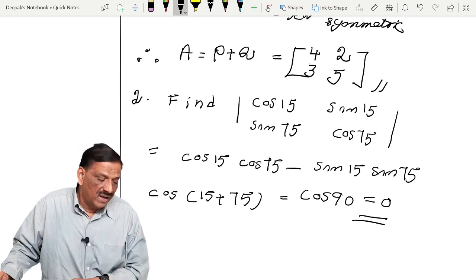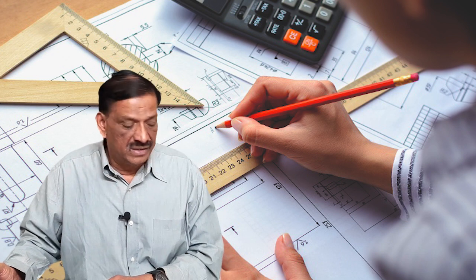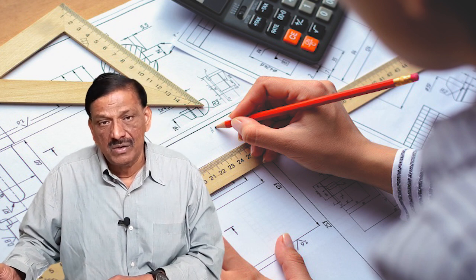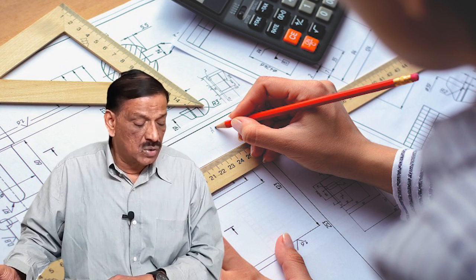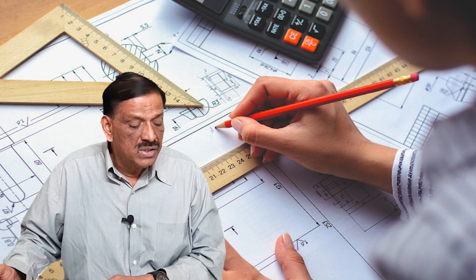Hence the answer. Clear? So all the formulas you must study by heart. This is cos A plus B form. Cos A plus B equal to cos A cos B minus sin A sin B. That is cos 15 plus 75, that is equal to cos 90, that is equal to 0.